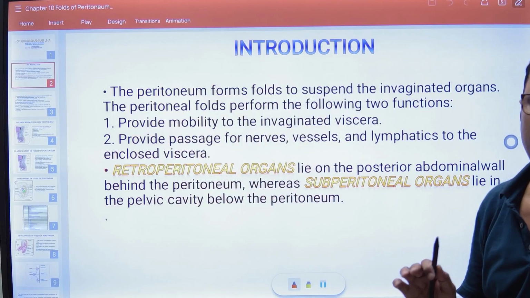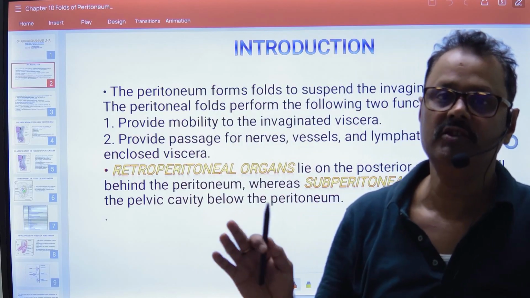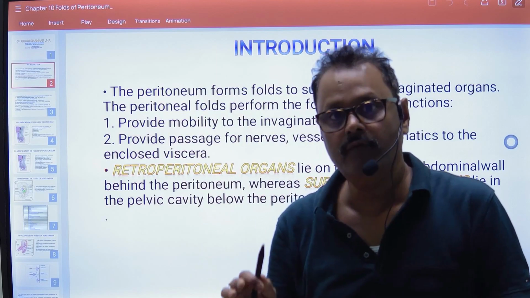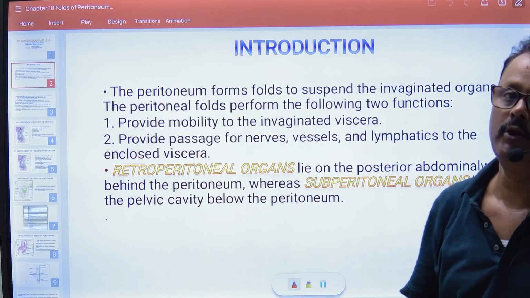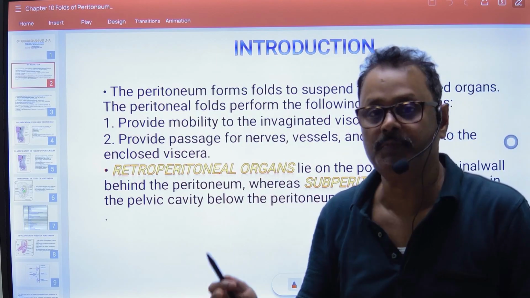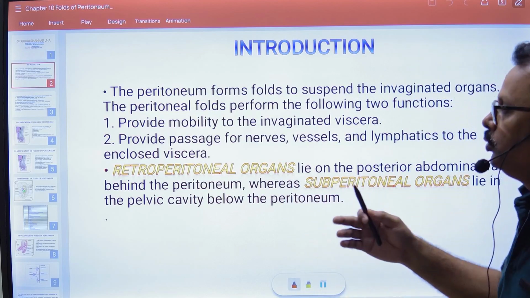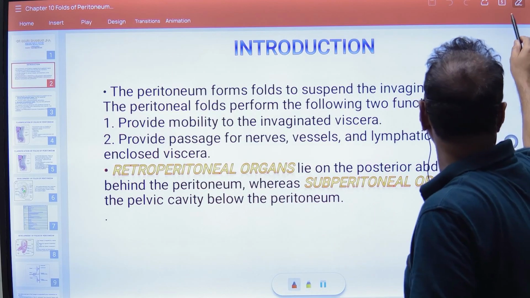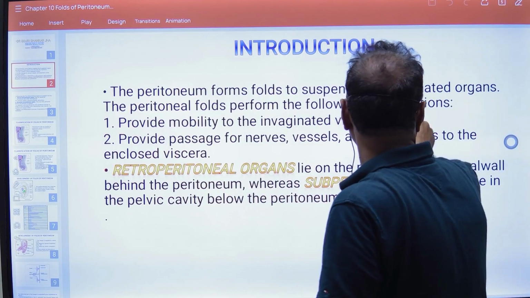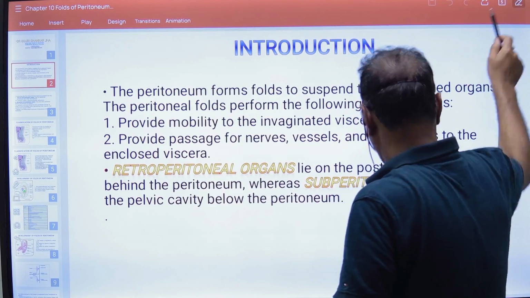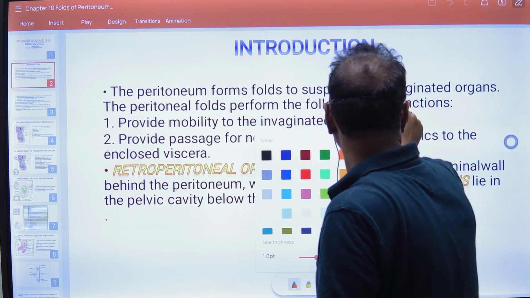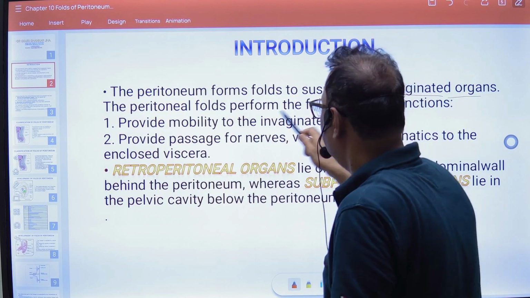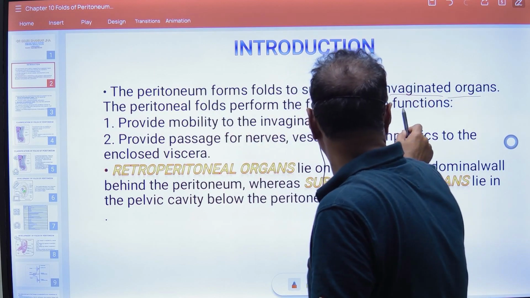Hello students, today we will talk about the peritoneal fold. What is peritoneal fold? Peritoneal folds are the folds of the peritoneum, as the name suggests, and this suspends the organ to the posterior abdominal wall. So, they suspend the invaginated organ and perform two functions.